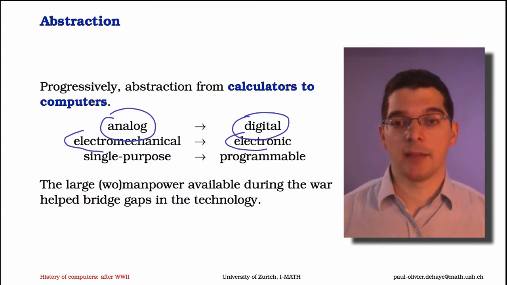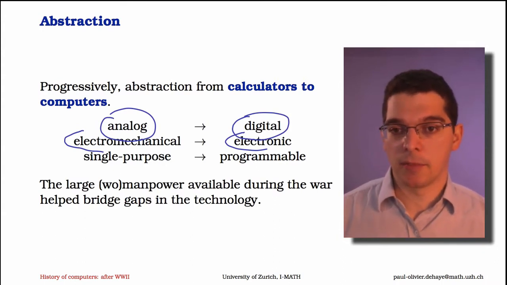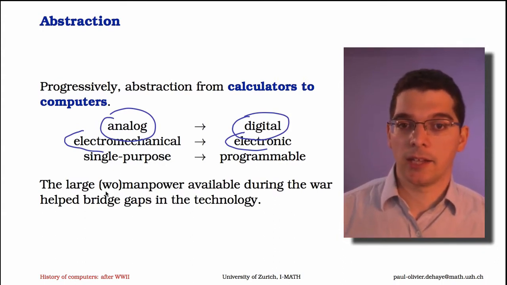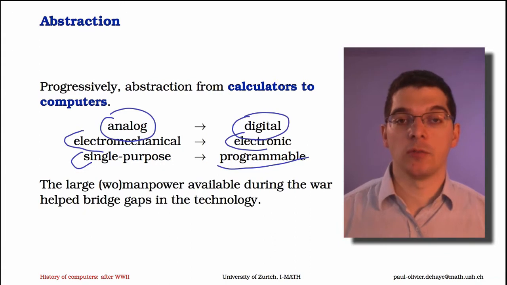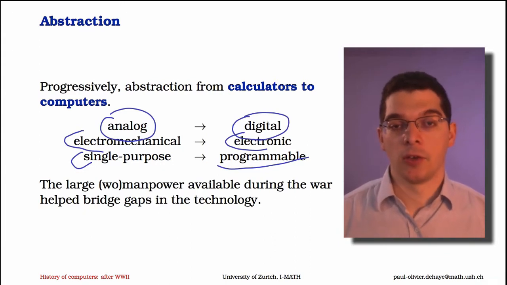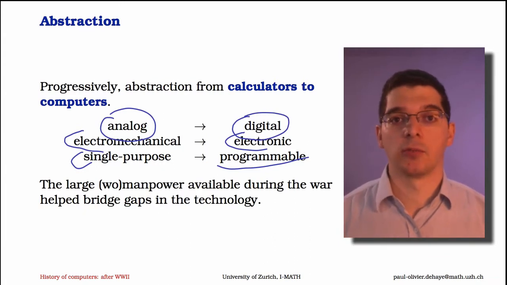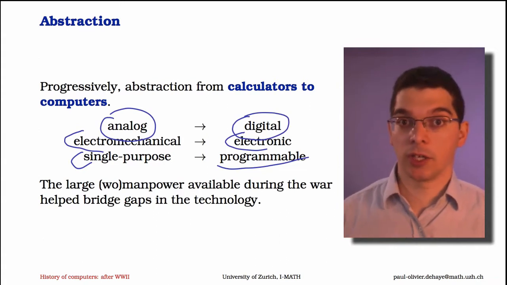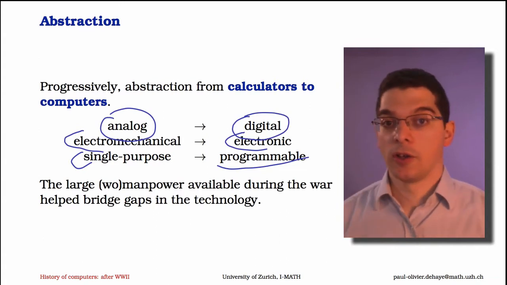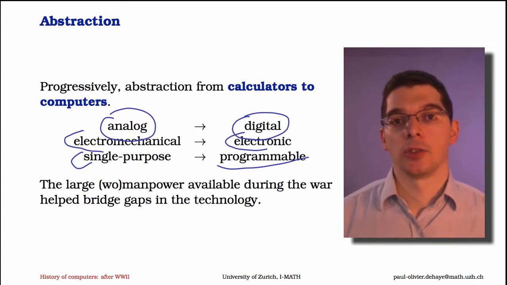But the most important step was that we went from calculators that were single purpose to actual programmable computers, machines that could be used for more than one thing. You could use something like Colossus to break Enigma communications, or some other ciphers that the Germans were using.